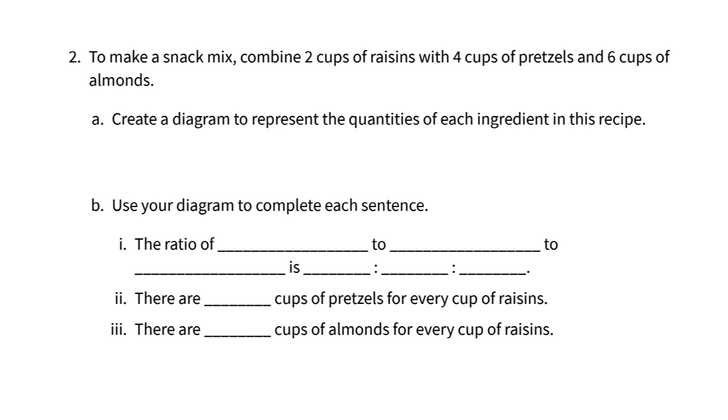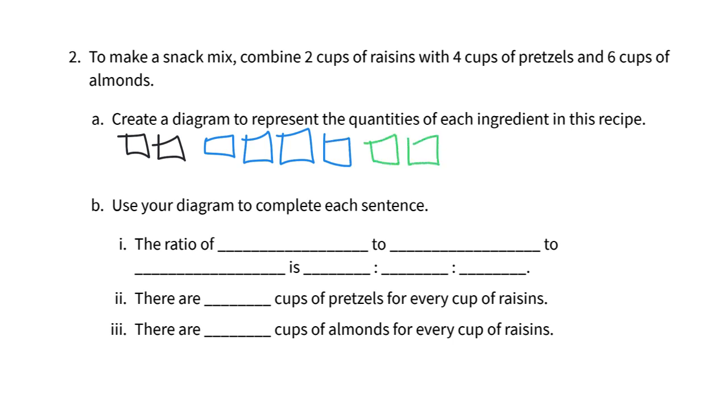All right, so I'm going to do 2 to be my raisins. The black will be my raisins. We'll do blue to be my pretzels. And then we'll do green to represent my almonds. 1, 2, 3, 4, 5, 6. And there is my diagram. Done. Use your diagram to complete each sentence.